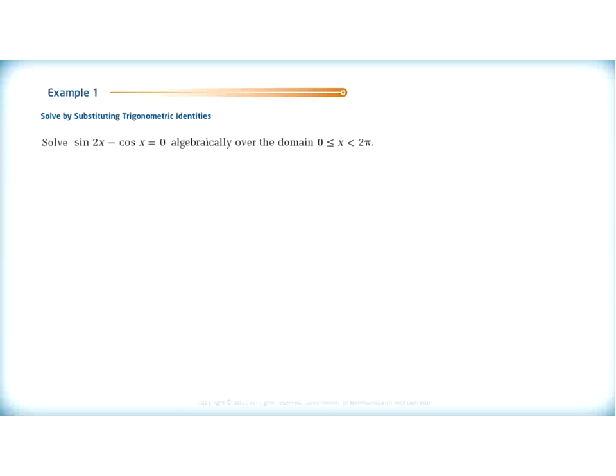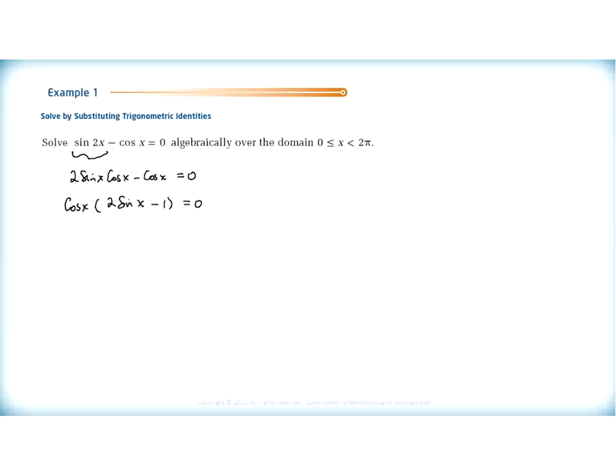Okay, so sine 2x minus cosine x. The first thing we're going to do is replace our sine 2x, of course, with 2 sine x cosine x, subtract cosine x equals 0. Now if you look at this equation here, we have both sines and cosines in the equation. However, if we remove a common factor of cosine x, we will create a nice little equation here which looks like cosine x times the quantity 2 sine x, subtract 1, equals 0.